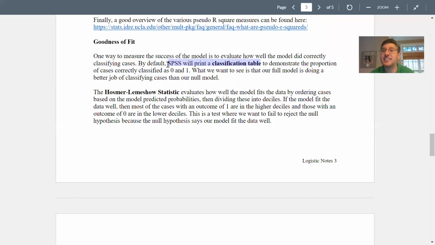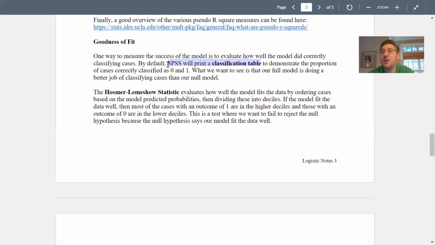One thing that we want to see is that our full model is doing a better job of classifying people than our null model. Our null model is typically a model with no predictor variables at all. So basically, if we just guess that everybody was in one group, how well is our model performing, versus if we try to model the relationship these independent variables have with this outcome, how well is our model doing at predicting group membership?